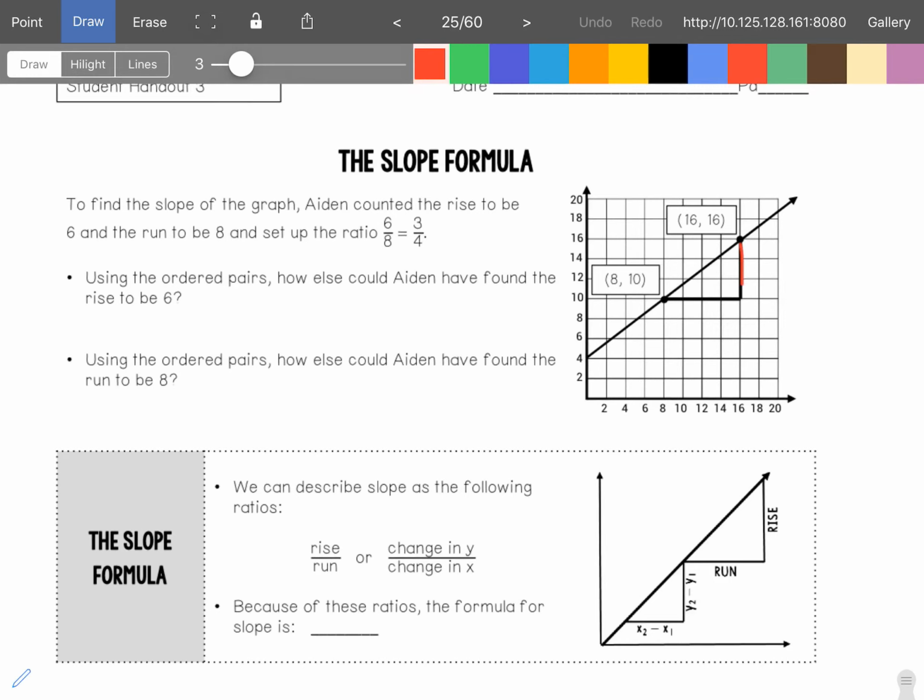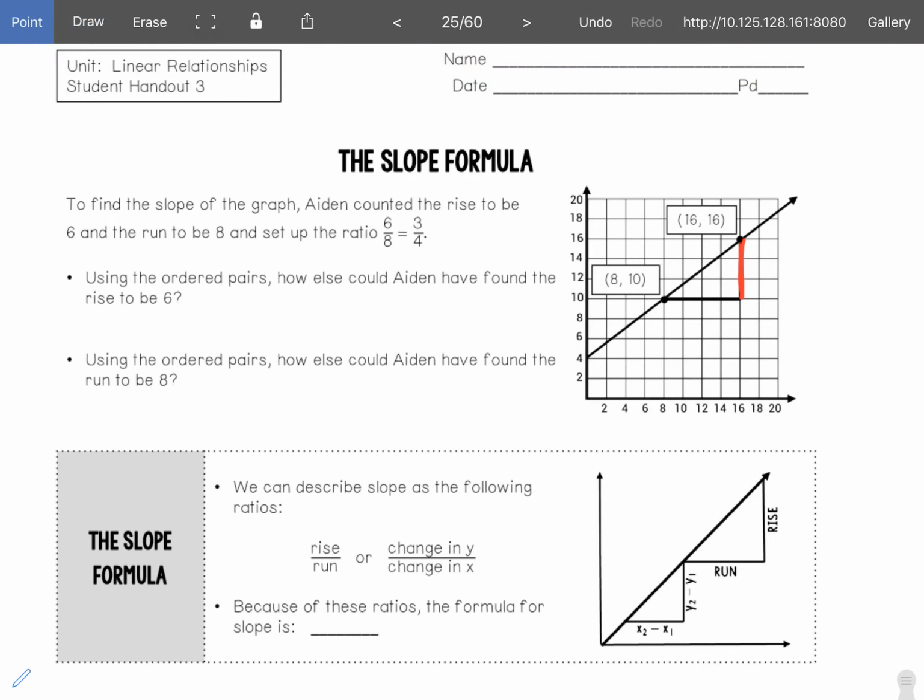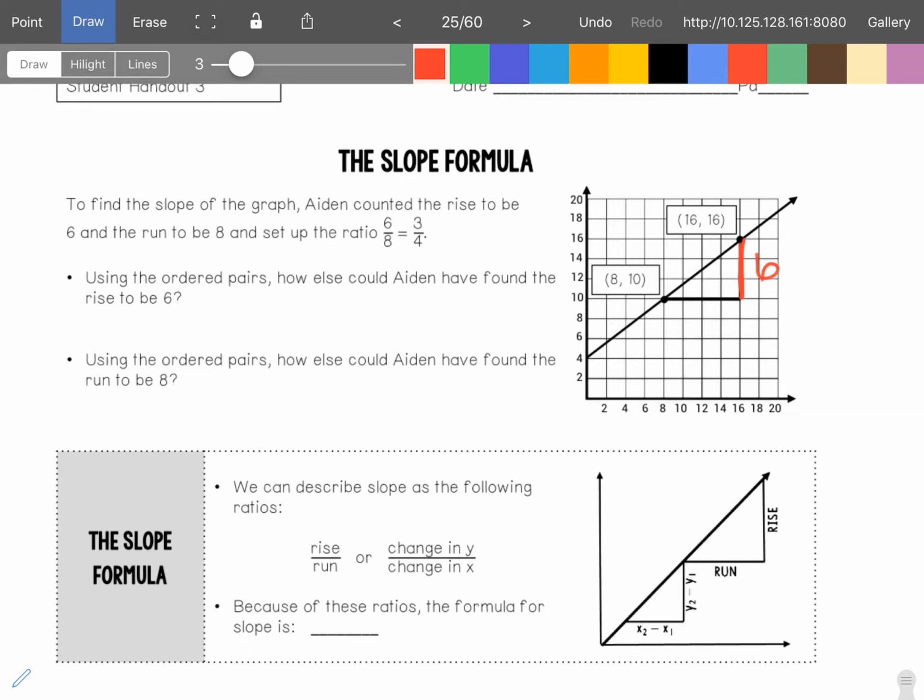If we look over here at the rise, remember you have to be very careful to see what the rise is counting by on the y-axis. Okay, the rise deals with the y's, so if we look over here, it's going by 2's. So this is really 2, 4, 6, a rise of 6.